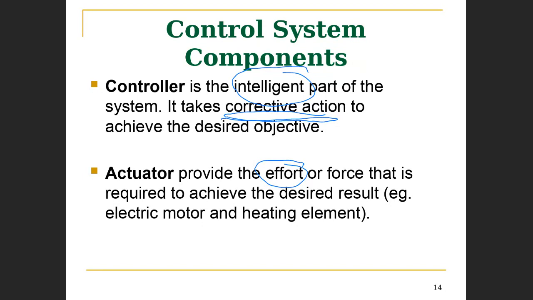It provides effort. So the effort that we're speaking of here is the effort that is required to make changes or adjustments to the variable that we seek to control. And examples of actuators include the electric motor and the heating element.